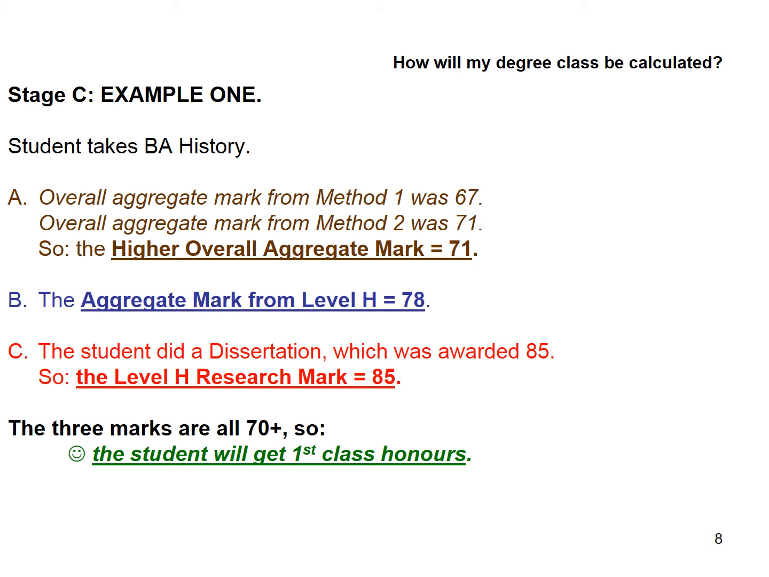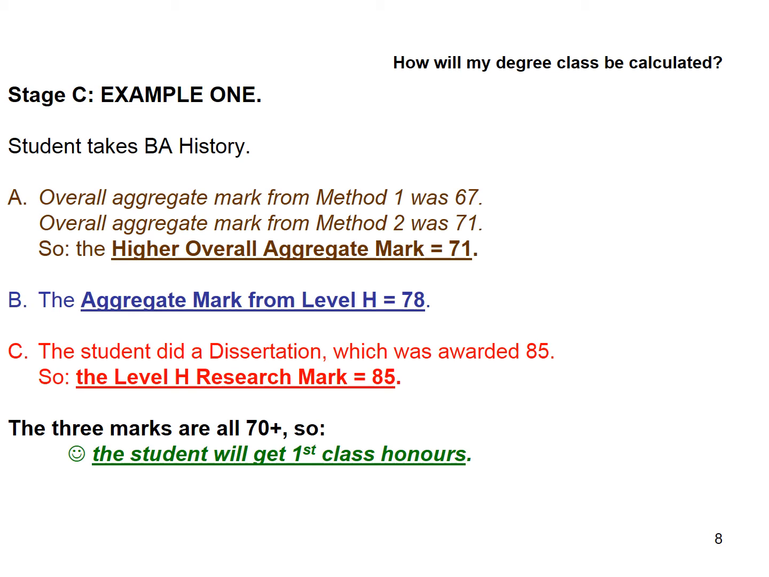First of all, we have a single honours student taking BA History. So we've calculated the overall aggregate in 2 ways. Method 1 gave 67, method 2 gave 71. So therefore the higher overall aggregate is 71.